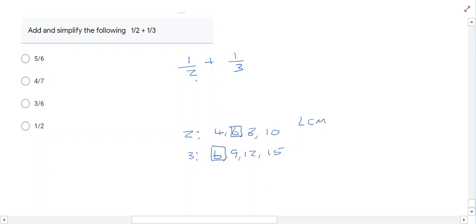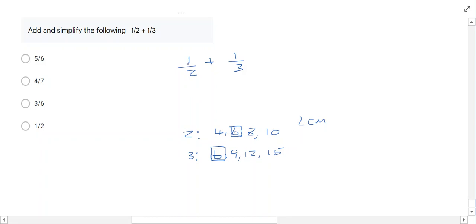So what we have to do is change the two denominators to 6. And then once they have the same denominators, we can just add the two fractions together. So we take each fraction and think, what do we have to multiply 2 by to change it to 6? We have to multiply it by 3.